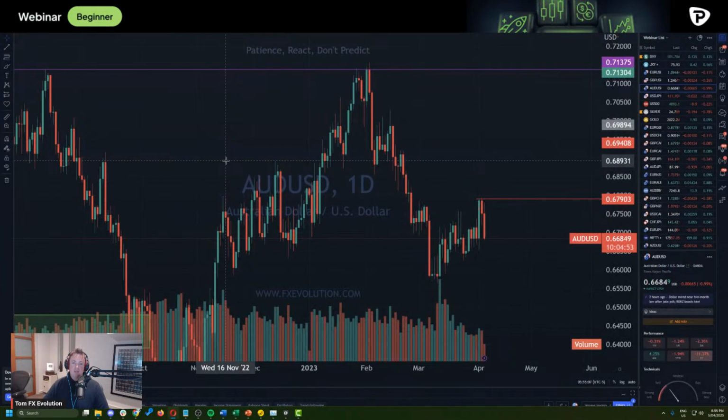Stephen M says, amazing wick, but no volume below. Pretty much, Stephen, that's correct. And Robbo says, robot candle. Yeah, that's correct.